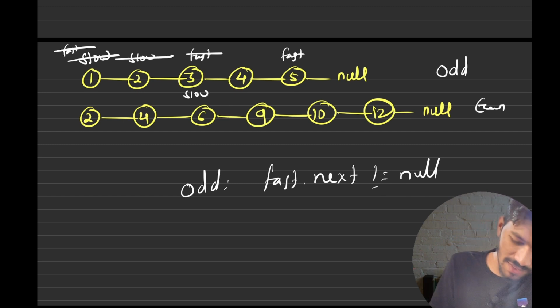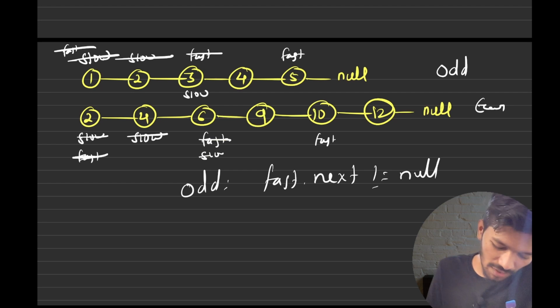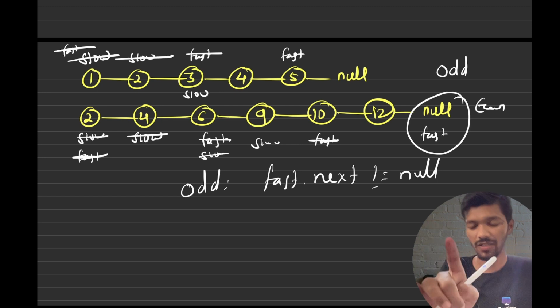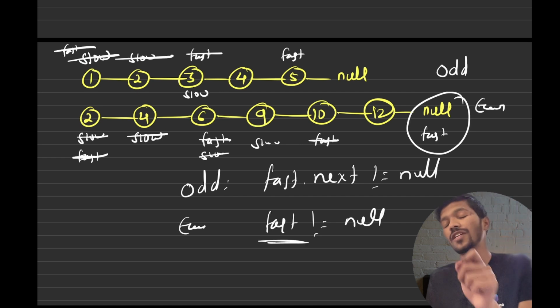And for even length cases, this is the slow and this is the fast. Slow will move by one position and the fast will move by two positions. Slow moves by one, fast by two, and again slow moves by one position and fast by two positions. Now observe carefully that in the even case fast is pointing to null. So in the even case, I have to keep on going till my fast is not equal to null.